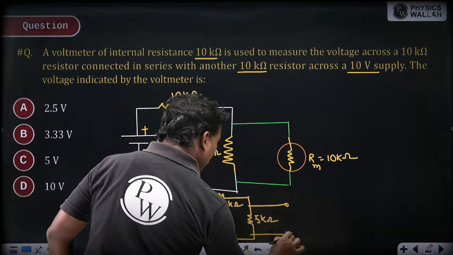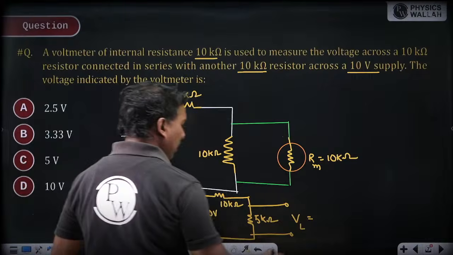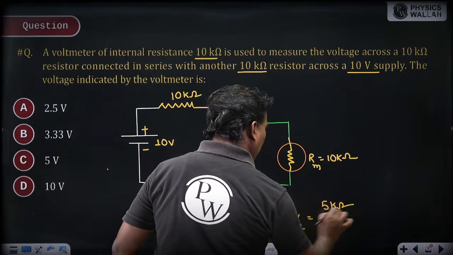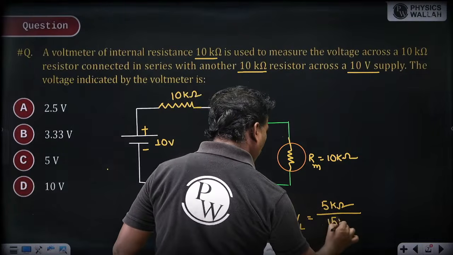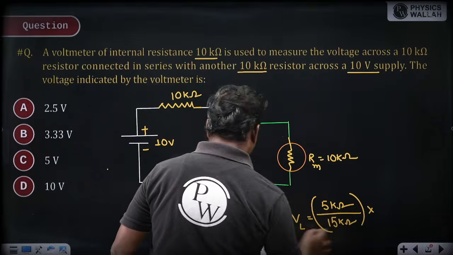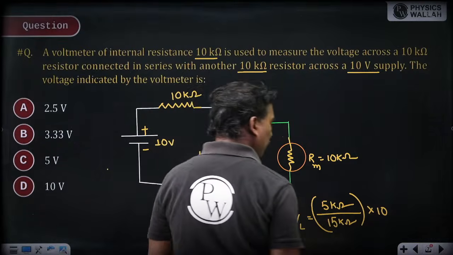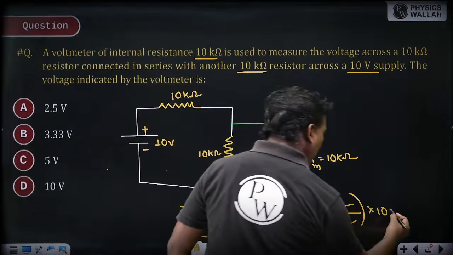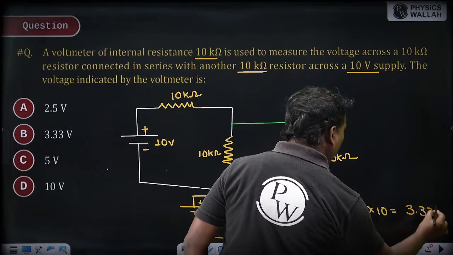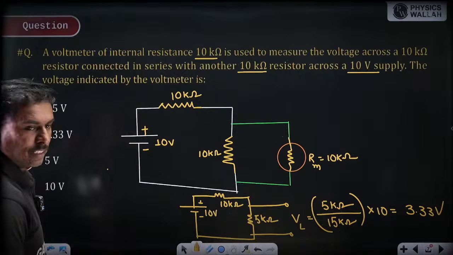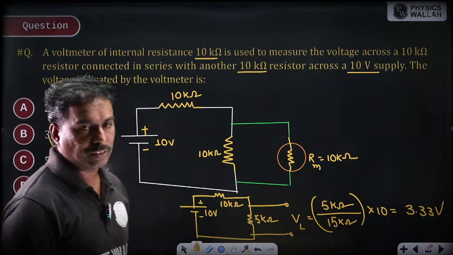Now what is the voltage across this load? If you check, that is 5 kilo ohms divided by 5 plus 10, 15 kilo ohms, into supply voltage 10. So the answer comes as 5 by 15. So 3.33 volts is the right answer. Yes or not?